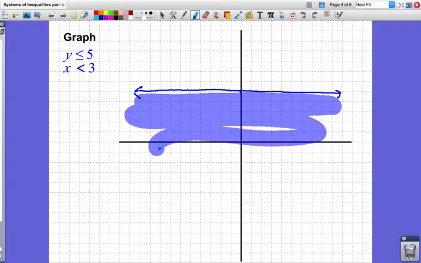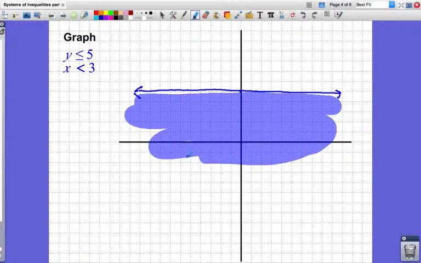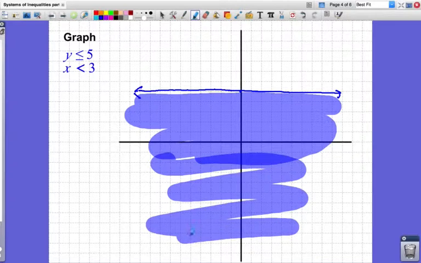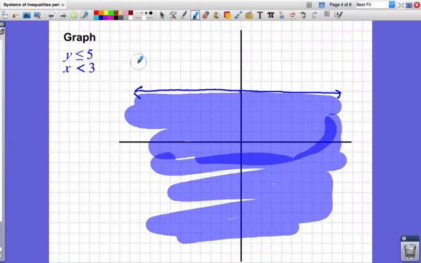So here is my solution right here. It's all of these solutions, and it's going to go down for a long time. I'll do my best. There we go, so there's my graph: y is less than or equal to 5. Now what I'm going to do is graph x is less than 3.